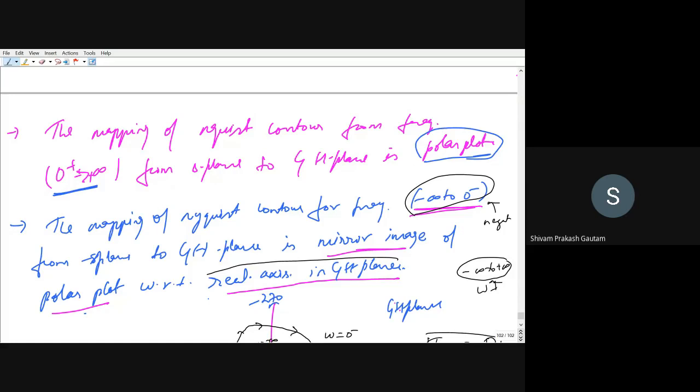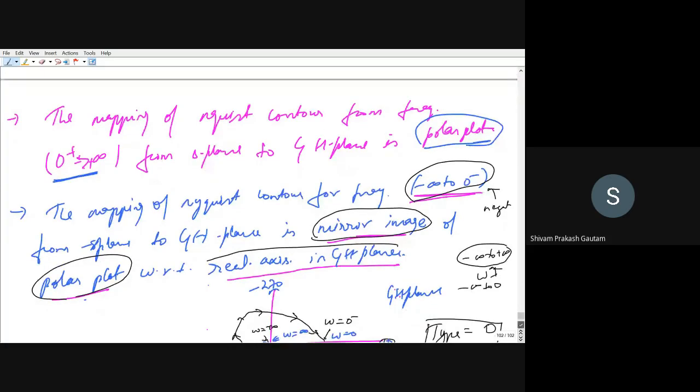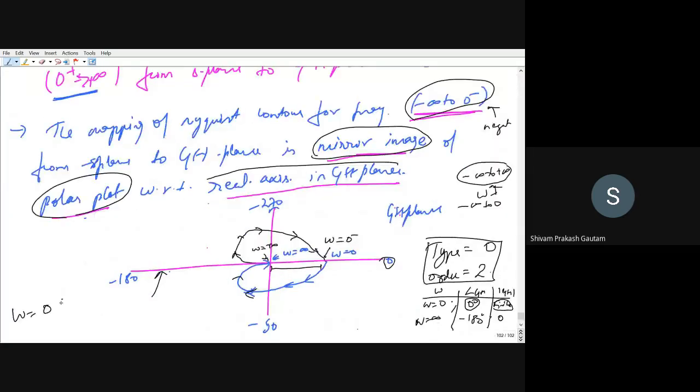So the mapping from minus infinity to 0 minus from the S plane to the GH plane is a mirror image of the polar plot with respect to the real axis. You can see the polar plot we have drawn is for omega 0 to infinity plus. The blue line is the polar plot, and if I have to draw it for frequency minus infinity to 0 minus, then this will be the mirror image of the polar plot. You can see the black line I have drawn is the mirror image of the polar plot.